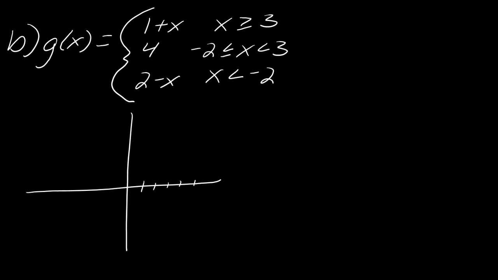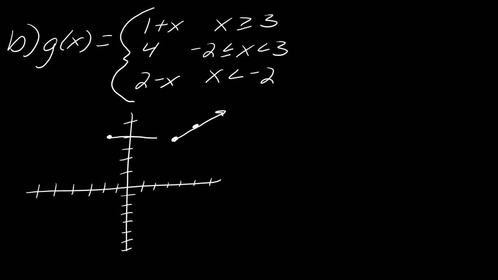So let me just go ahead and plot out a really quick graph here. And so let's start at 3. So at 3, if I'm going to be on the top function here, 1 plus x, I'm going to have the point 3, 4. So sorry, this is 1 plus x, so I'm going to go up 1 over 1. Okay, here's the first part of my function. And then I move on to the next function, and this is just the constant function of 4. This goes from -2 to 3. So here's -2 to 3.